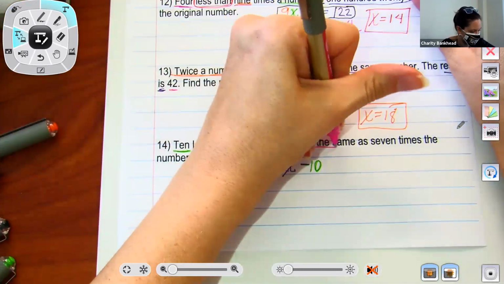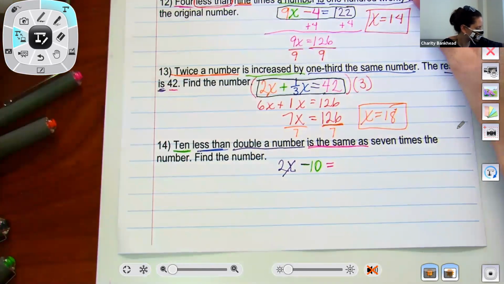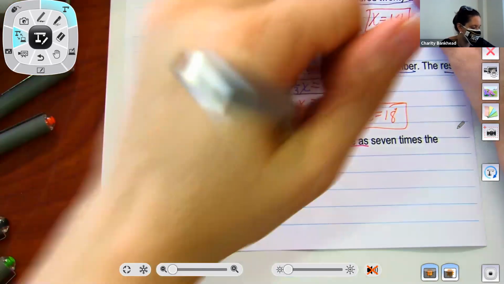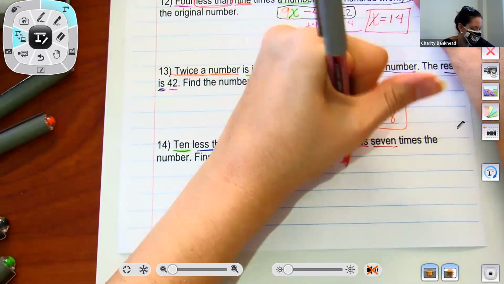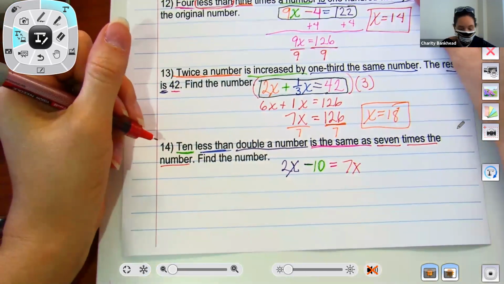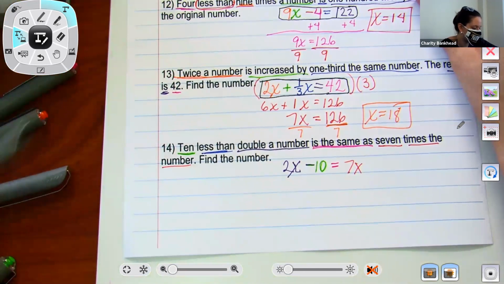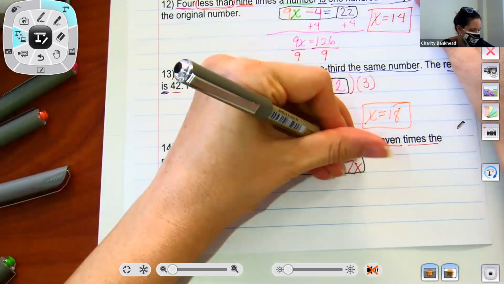is the same as, so in other words, equals 7 times a number. So that would be 7x. So our equation is 2x minus 10 equals 7x.